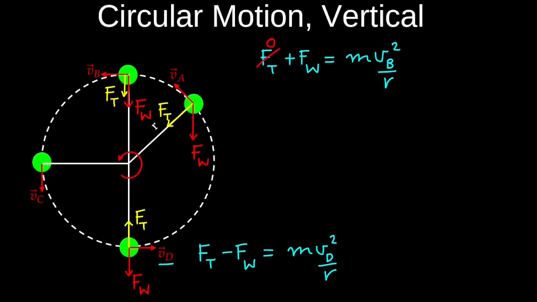So if you resolve the force of weight into radial and tangential components, you can see that the tangential component changes the speed of the ball, whereas the normal component changes the direction of the ball to keep it in a circular path. So in this case, the force of weight contributes to both components. And have a go at writing Newton's second law for this case.